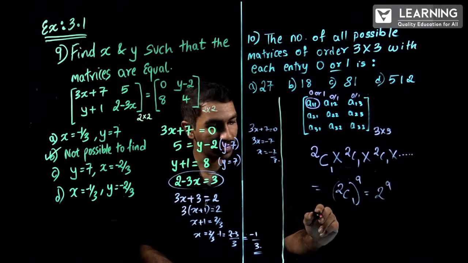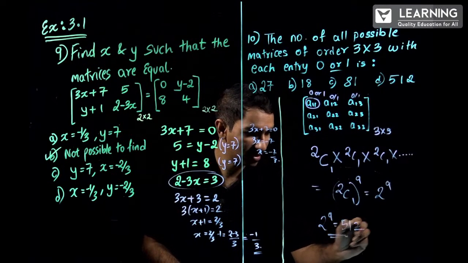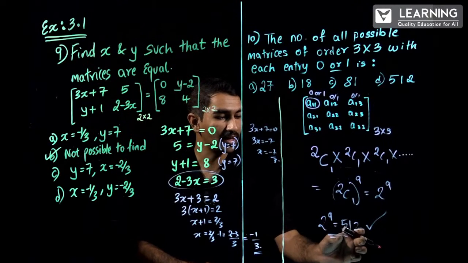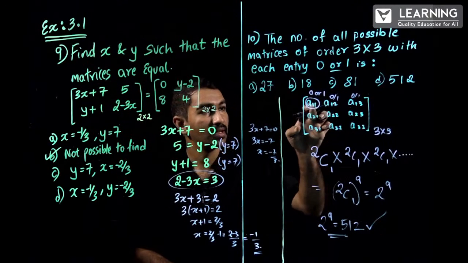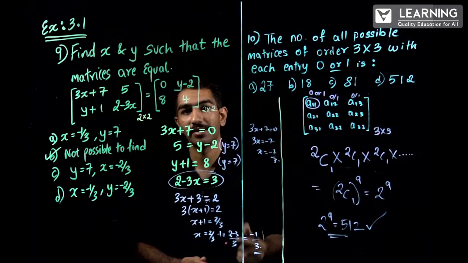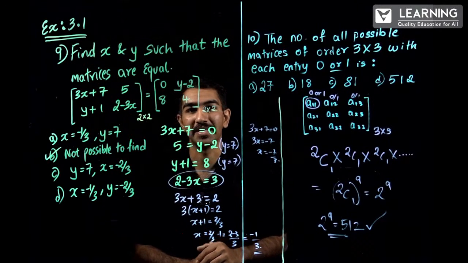What is 2 to the power of 9? 2 to the power of 9 is 512, and this will be your right answer. Means there can be 512 matrices formed if you fill each element of the matrix with either 0 or 1. Understood? So any doubts here, you can just let us know by commenting in the comment section.